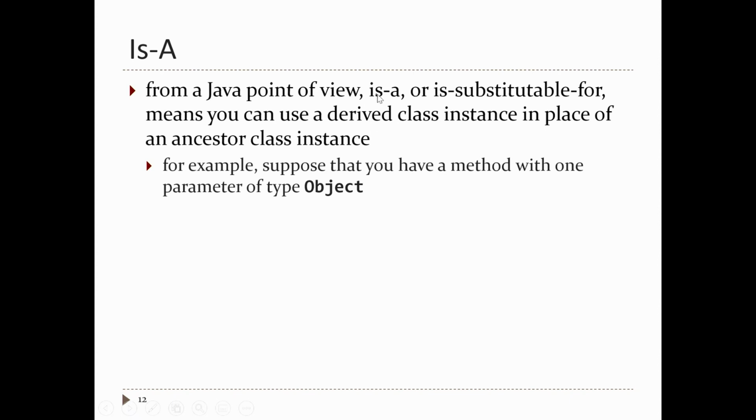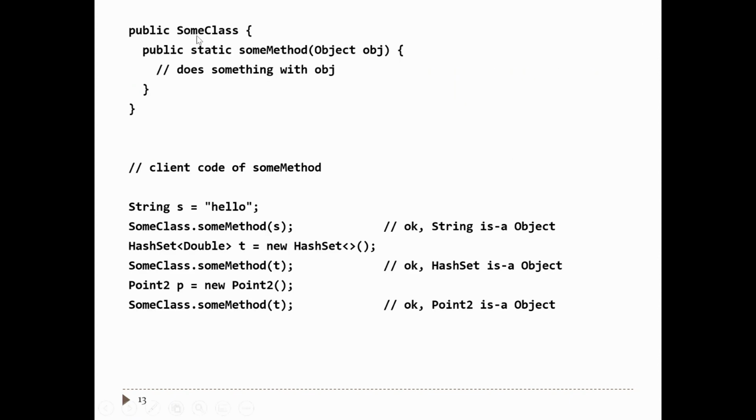All right, the fact that inheritance is supposed to model is-a, or is substitutable for, means that you are supposed to be able to use a derived class object anywhere where you need an ancestor class object. So I have some method that takes in a reference to an object. Here's the class SumClass. It's got a method called sumMethod. The parameter of sumMethod is a BigO object, and in here the method does something with obj. Maybe it calls toString, maybe it calls equals, it does something.